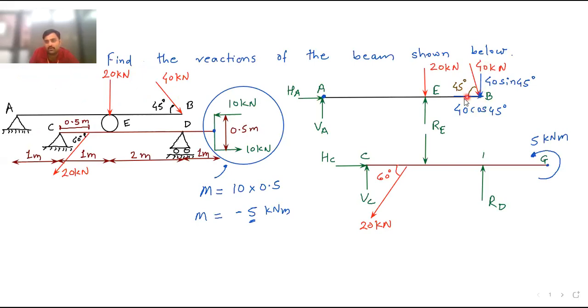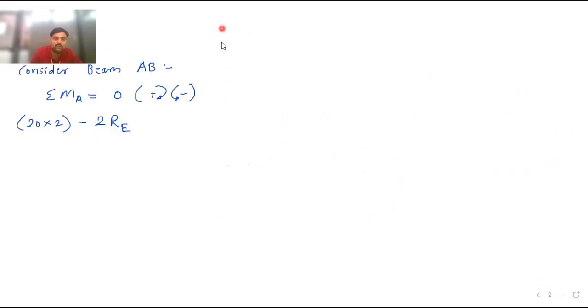Next is this. Now 40 we have resolved. So 40 cos 45 moment is already 0. For 40 sine 45, the total distance is from point A to point B. A to E we already know is 2 meter, and E to point B, because B and D are in the same line, E to D is again 2 meters. So A to B total distance is 2 plus 1 plus 1, so it is 4 meter. And it is moving downward. So take it down and then rotate about the point. It is rotating in clockwise direction. So plus 40 sine 45 into 4.